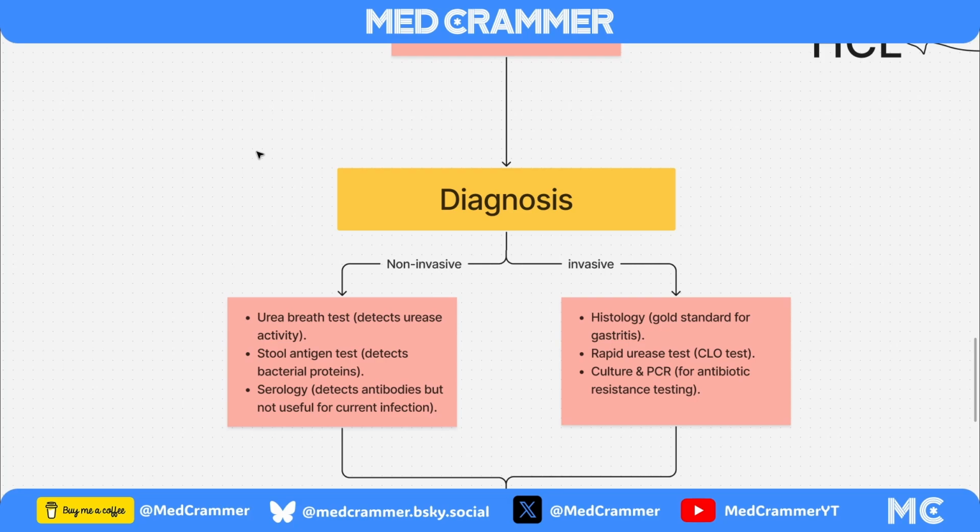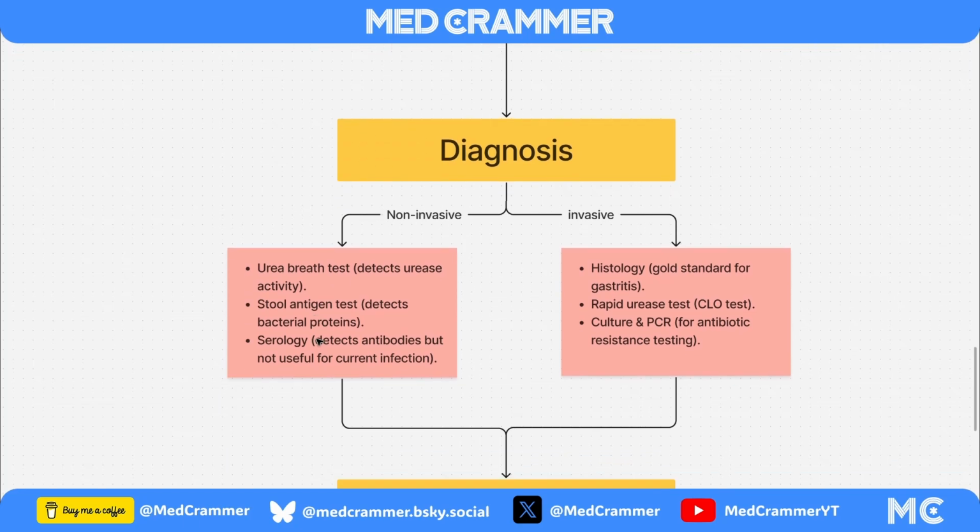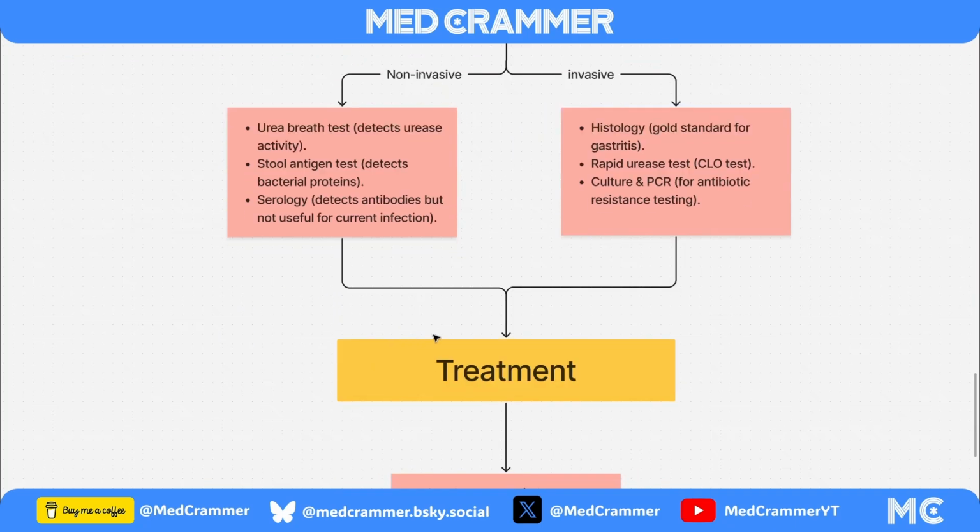Now, I want to make other videos explaining each of these methods because I know I'm going over them rather quickly, but this is again an introduction. Now for the non-invasive, you have a urea breath test, a stool antigen test, and serological testing, which can detect antibodies, but it's not useful for current infection. It's more useful for past infections.